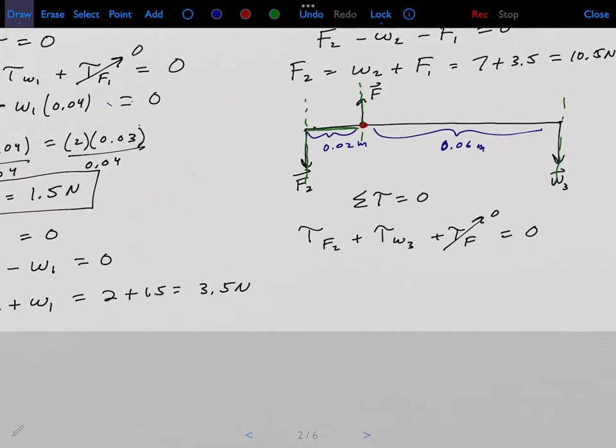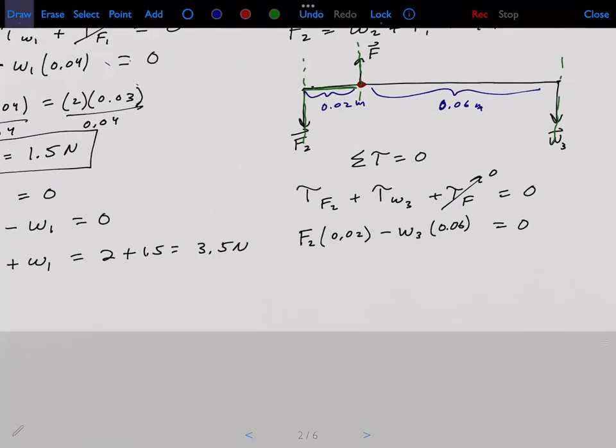So the torque due to F2 will be F2 times the moment arm, 0.02, and it's a positive torque, right? Because it would tend to rotate this thing counterclockwise. If I pull on this, it's counterclockwise. And then W3 is going to be W3 times the moment arm, and that one will be clockwise, which is negative, and that's going to equal 0. So in this case, we're solving for W3, right? It's going to be F2 times 0.02 divided by 0.06.